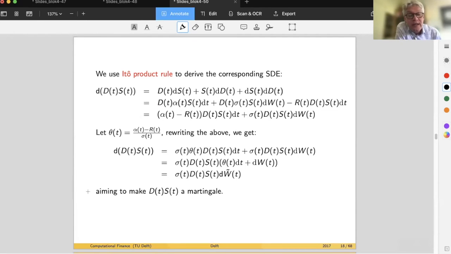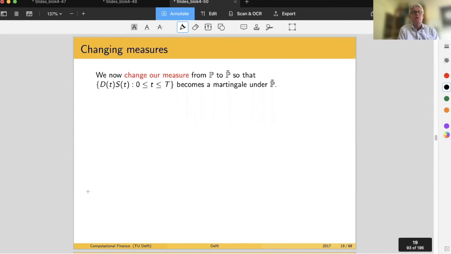Well, if we want to do that, we have to make use of the Girsanov Theorem. So let's see on the next slide how we work with that. We want to change measures. We need to change measures. We want to go from P to P tilde. And the aim would then be that the discounted stock price, little t between 0 and capital T, becomes a martingale under this new P tilde measure.